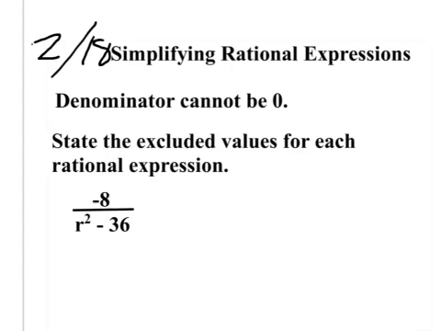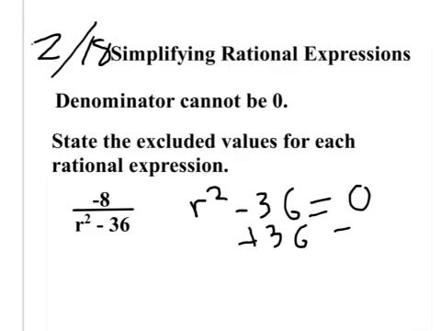If I plug 0 in, what's 0 minus 36? Negative 36. Can we have that? Yeah. Okay, so what we do is we just solve r squared minus 36 equals 0. We just take the denominator and make it equal to 0. I'm going to add 36 to both sides to get r squared by itself.